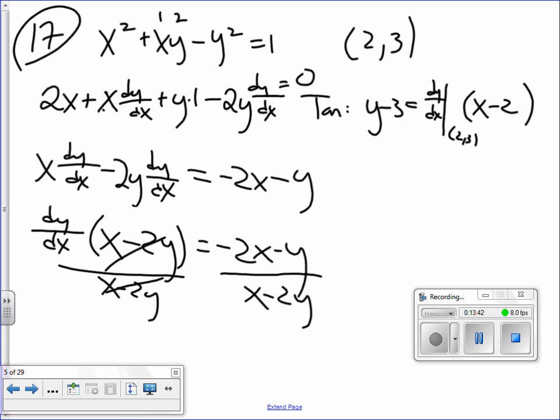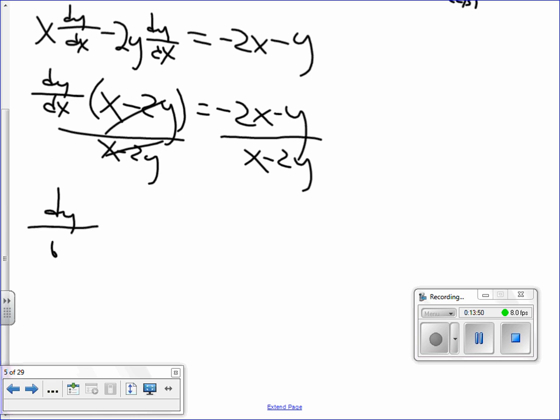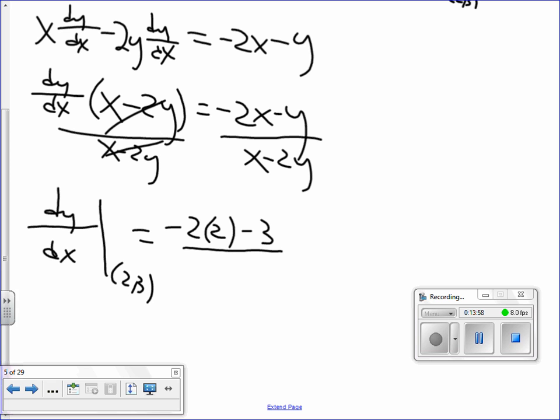Okay, so this is the derivative, but we have to figure out what it is at (2, 3). So we want to evaluate our derivative. So dy/dx evaluated at the point (2, 3) is going to be negative 2 times 2 minus 3 over 2 minus 2 times 3. So negative 4 minus 3 is negative 7. And 2 minus 6 is negative 4. So it's 7/4. So the equation of our tangent line, we were just missing the slope.